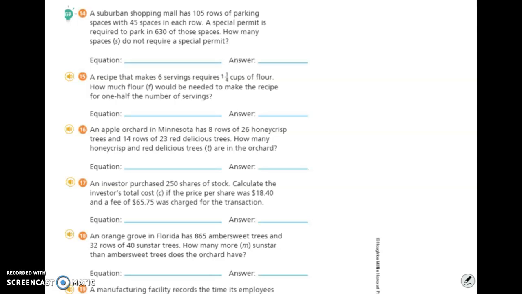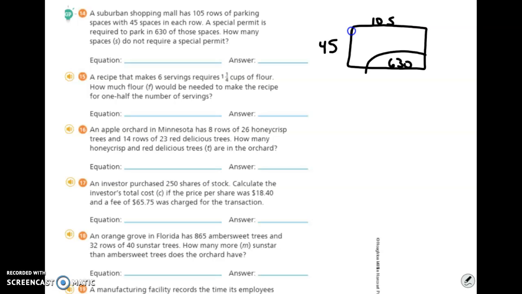Okay, so let's just draw a picture. That always helps me. So I'm just going to draw the parking lot, and I'm going to do the whole parking lot without any regard to how many of those spots are special spots. So I know that there's 105 going this way, okay, and then 45 going this way. So I can figure out how many parking spots there are in total, and then I'm going to have to subtract out 630, and I don't know if that's a large amount or a small amount of them because I don't know how many are there to begin with.